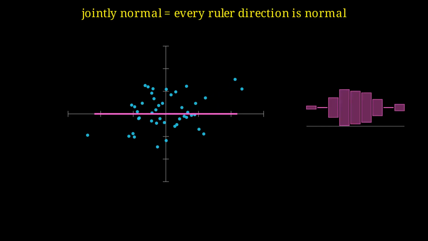At any ruler angle, combine the two misses into one signed ruler distance. For the underlying normal model, every such projected measurement has a normal distribution. That is the defining joint property. We call the pair jointly normal or multivariate normal when every ruler direction gives a one-dimensional normal measurement.